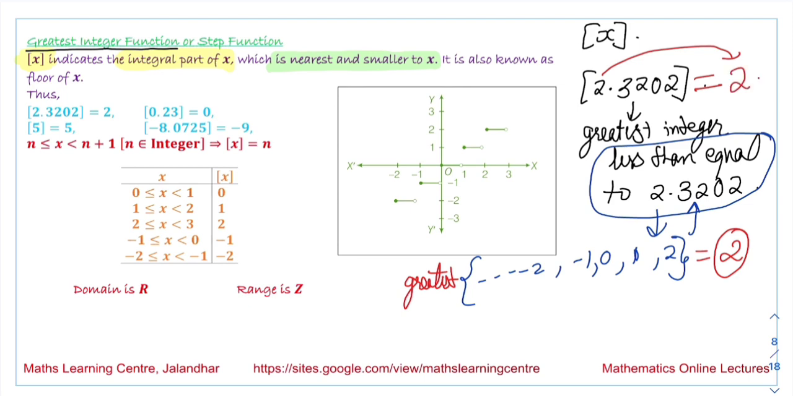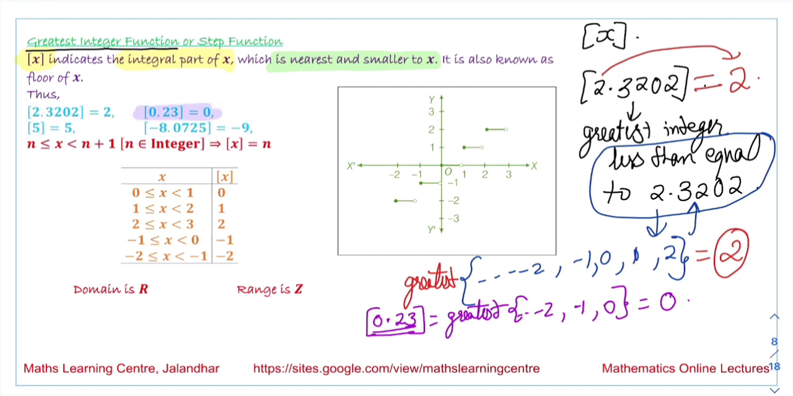Next, if we are talking about the number 0.23, the greatest integer of this, we are talking about the greatest of all the integers which are less than this. So what are the integers less than this? It is 0, minus 1, minus 2 and so on. And the greatest of all these values is 0. So the answer we are getting is that the greatest integer of this number is 0.